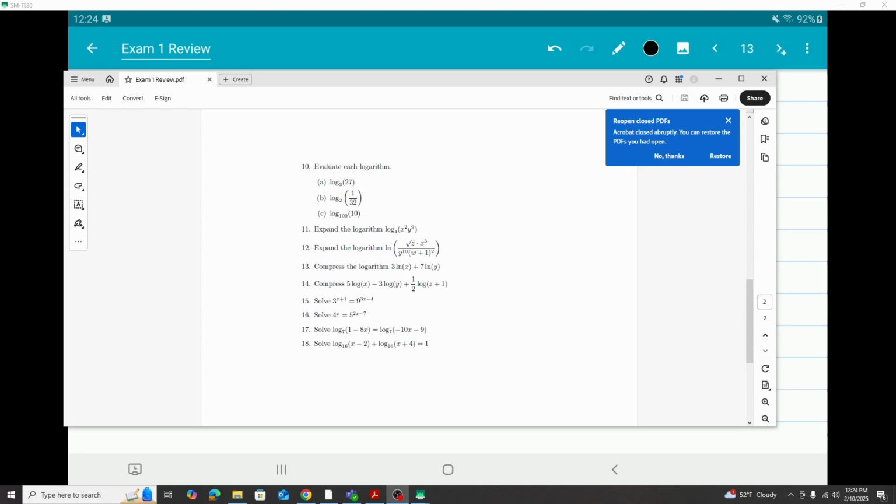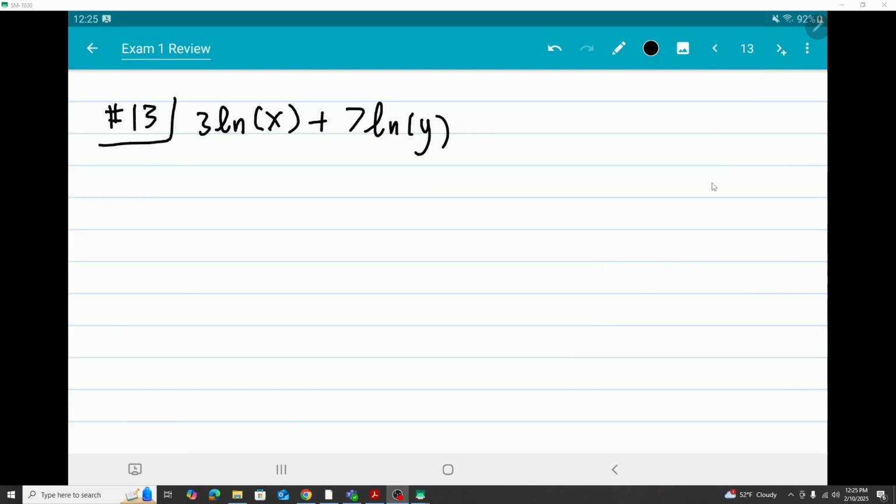Now we want to work backwards for number 13. It's asking us now to compress a logarithm. So we have 3 natural log of x plus 7 natural log of y. And so the good news is if you're good at expanding logs, compressing logs is very, very similar. It's basically just that process in reverse. So here's like a simple one. We get 3 natural log of x. That we could also call natural log of x cubed.